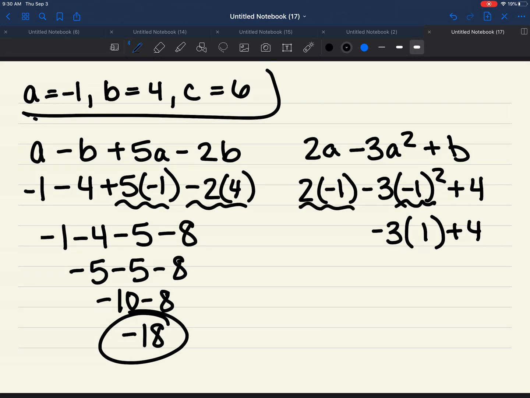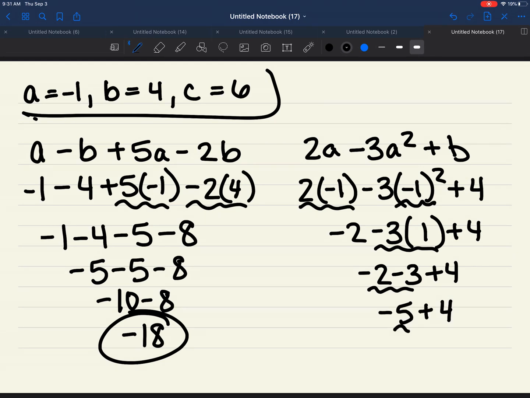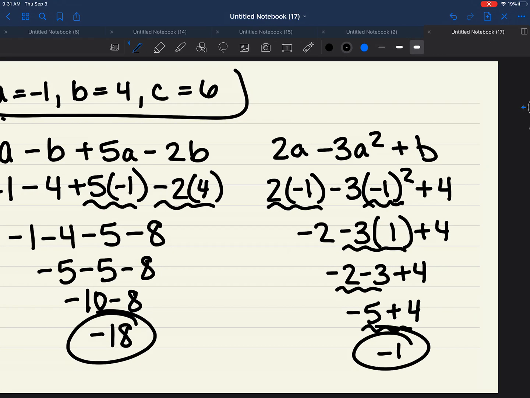Okay, let's go ahead and do this in the same step. 2 times -1 would just be -2. Okay. All right, what would I do next? -3 times 1 is -3. Good. So -2 minus 3 would give you -5. And then -5 plus 4. Good. Okay. All right. Last thing we're going to do.